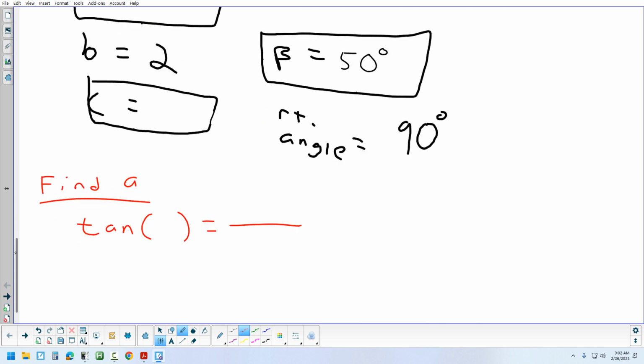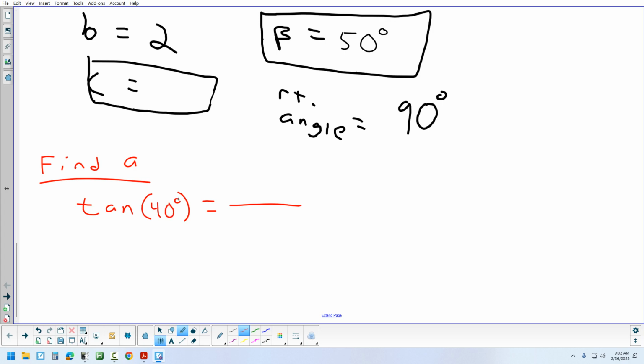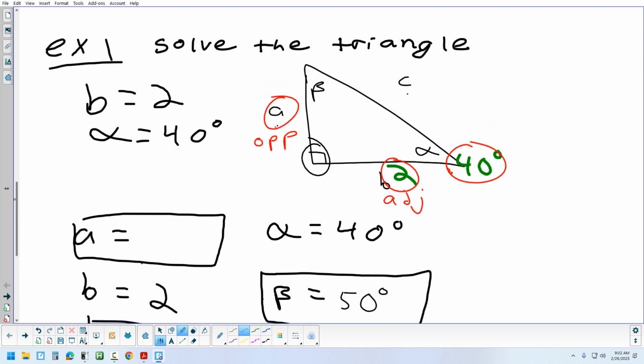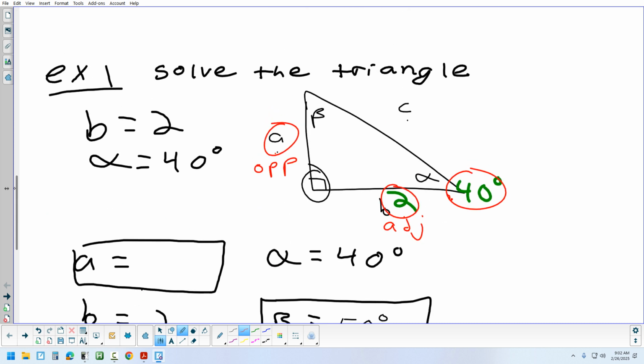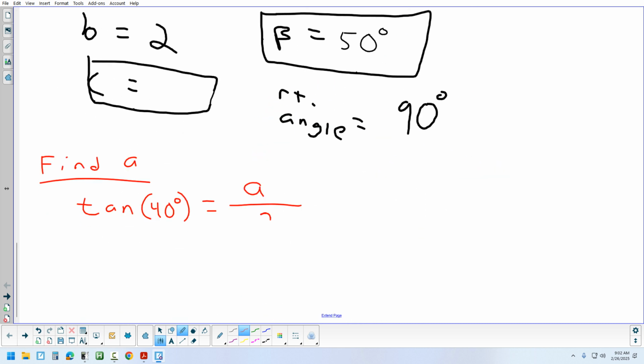Yep, the 40. So we're doing the tangent of 40 degrees equals, and now think of what the definition of tangent is. It's opposite over adjacent. Opposite is A, and adjacent is 2. That's the equation that you set up to solve for A.